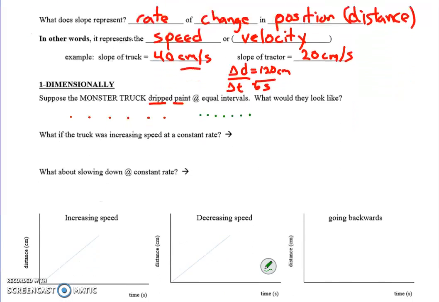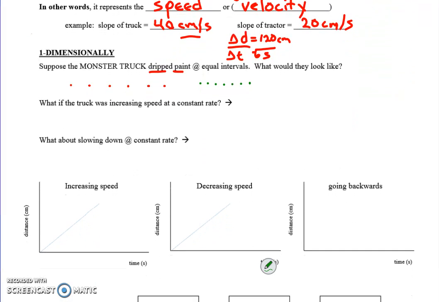You can imagine then, what if the truck were increasing speed at a constant rate? Let's say it was going faster and faster and faster. What would the dots look like? Well, they couldn't be evenly spaced because that shows a constant speed. So how do we show that we're going faster? Well, fast is the rate at which you're changing your position. So if you're going faster, your position is greater each time interval. In other words, our dots get further and further and further apart.